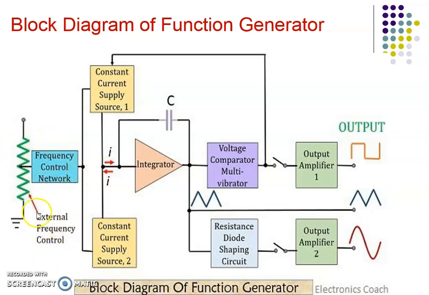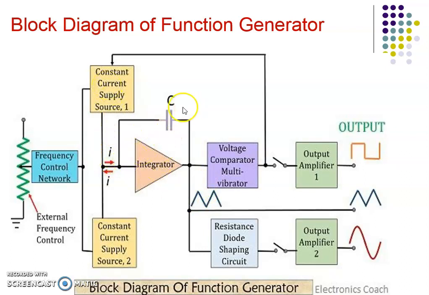This is the external frequency control network. This is simply an external knob available to change the frequency, and this is also an external knob available to change the amplitude of the waveform. Then this constant current source provides constant current to the integrator, and accordingly the integrator capacitor charges linearly. Here this thing is very important: the capacitor charges linearly, not exponentially, because the input current is constant. So that is why constant current sources are used.